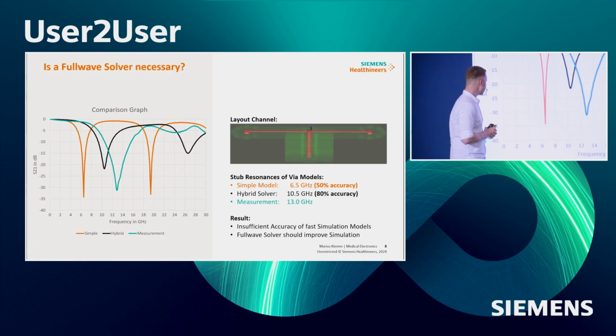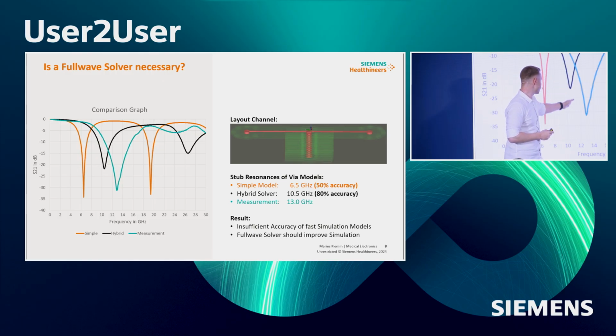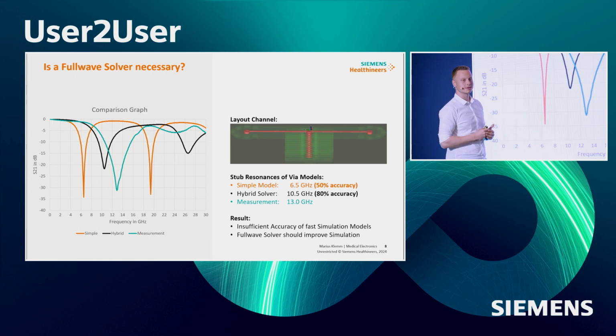What we see right here is the orange line, which comes from the simulation of the 2D solver. There's no actual solver setup in HyperLynx, it's just selecting the trace and solving it, then you get this result. It's resonating at 6.5 gigahertz. The hybrid solver, the black one here, lands at about 10.5 gigahertz, and the measurement is sitting at 13 gigahertz. So we are only reaching up to 80% accuracy with the stub resonance, which is characteristic.